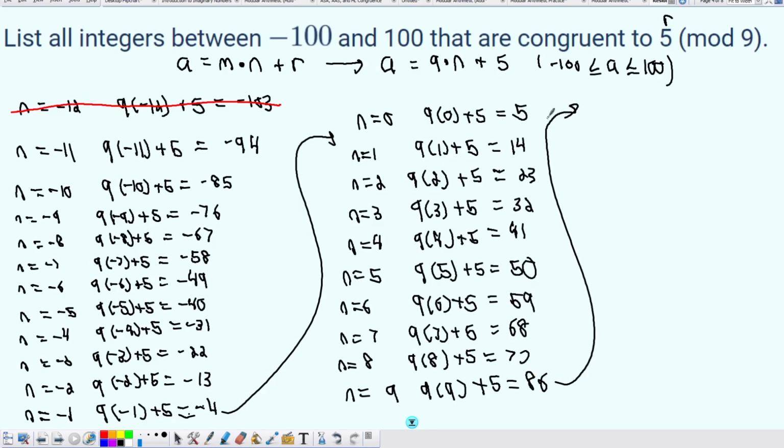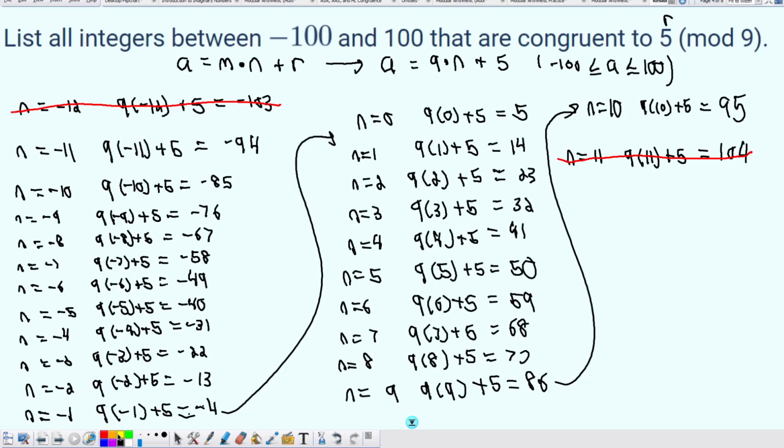Now we're getting close. So, n is equal to 10. Which means 9 times 10 plus 5 is 95. And we have a feeling the next one's not going to work, but let's just check it out. N is 11. 9 times 11 plus 5 gives us 104, which is too much. It's past 100. So, cannot include that.